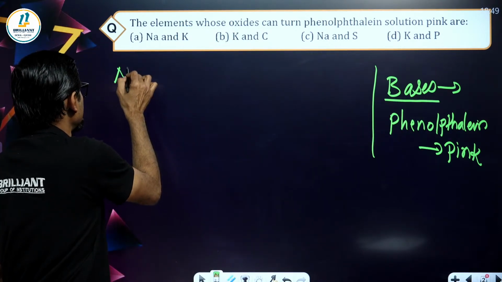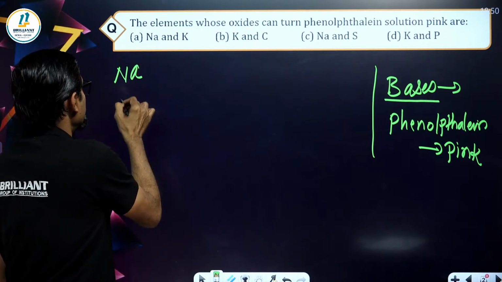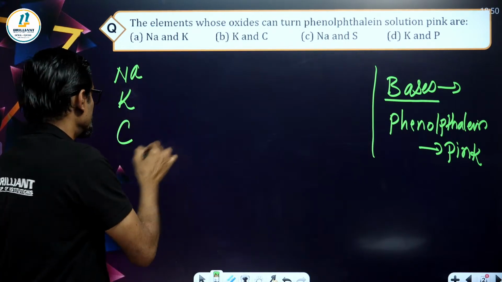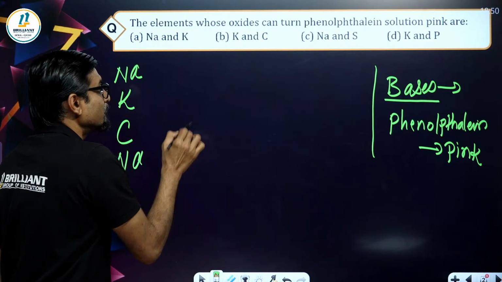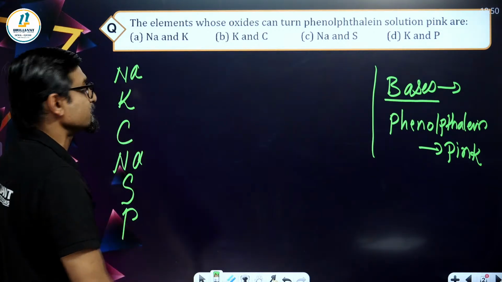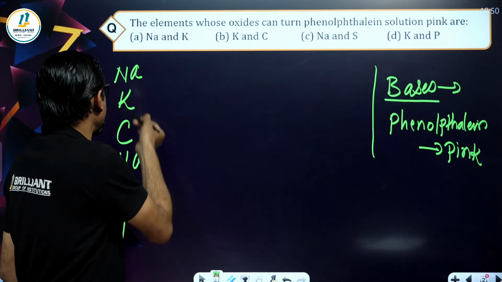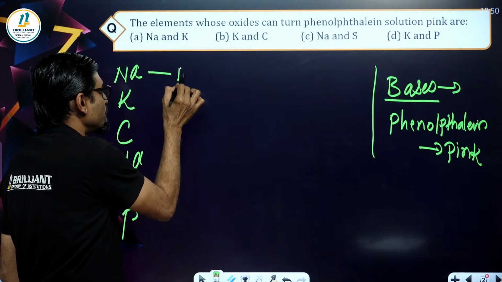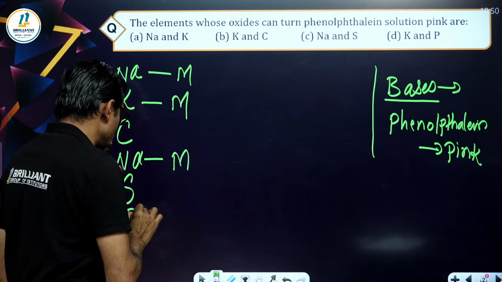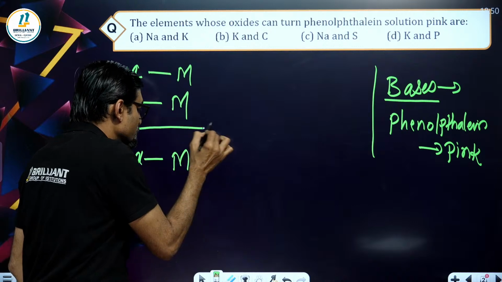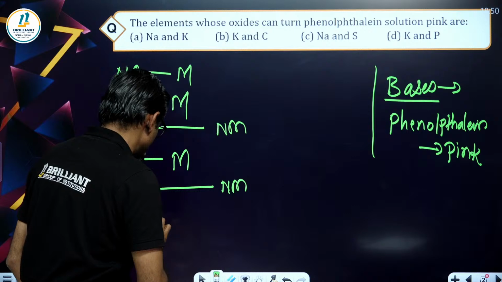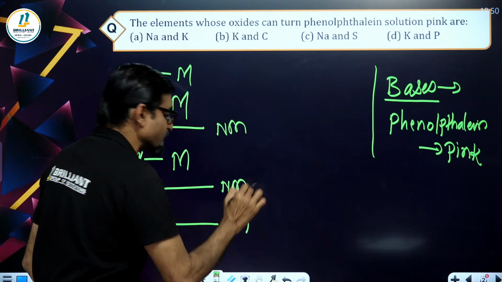We have a few elements: sodium, then potassium, then carbon, then sodium again, then sulfur, then potassium, and then phosphorus. When we go through that, we can identify that sodium is a metal, potassium is a metal, sodium again a metal, and carbon is a non-metal, sulfur is a non-metal, and phosphorus is a non-metal.